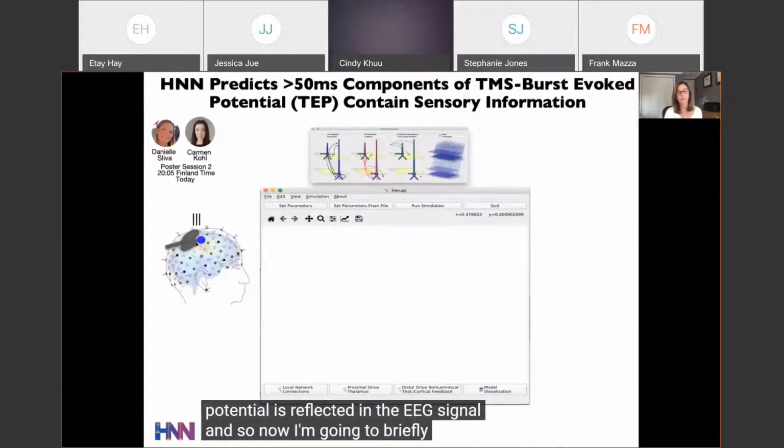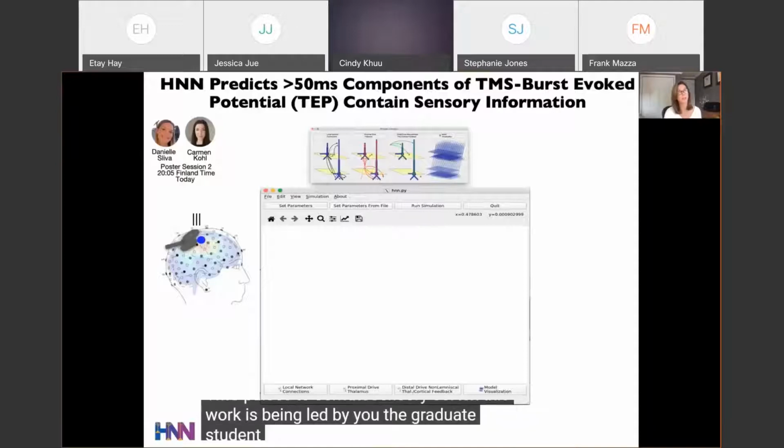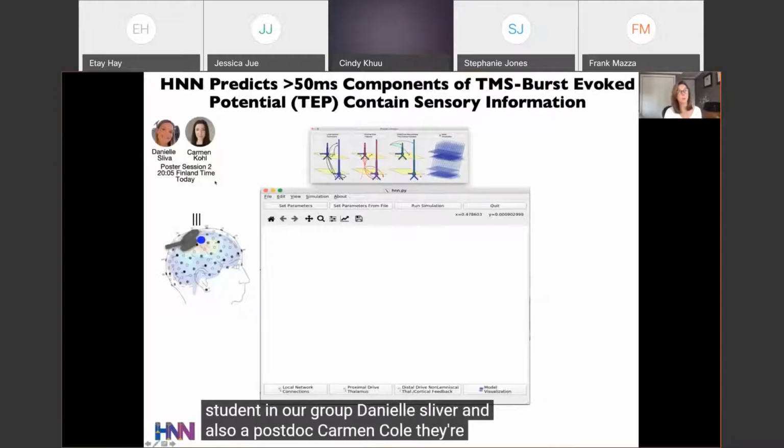And so now I'm going to briefly show you some preliminary data from the lab, where we've been recording EEG from bursts of TMS pulses to somatosensory cortex. This work is being led by the graduate student in our group, Danielle Sliva, and also a postdoc, Carmen Cole. They're going to be presenting a poster with more details on this work in a session this afternoon, so please tune into that poster for further details.